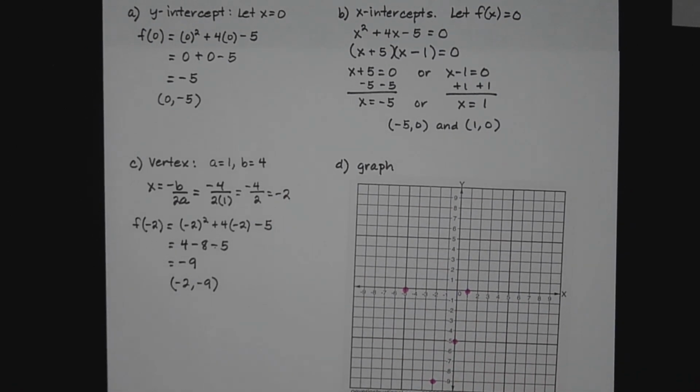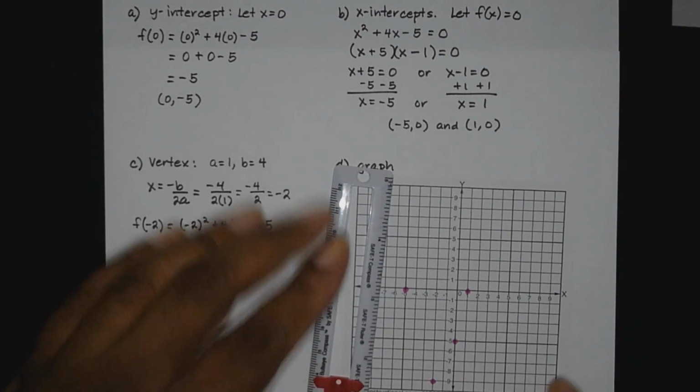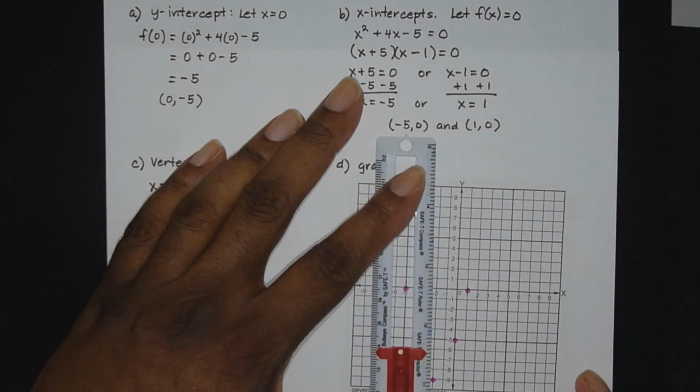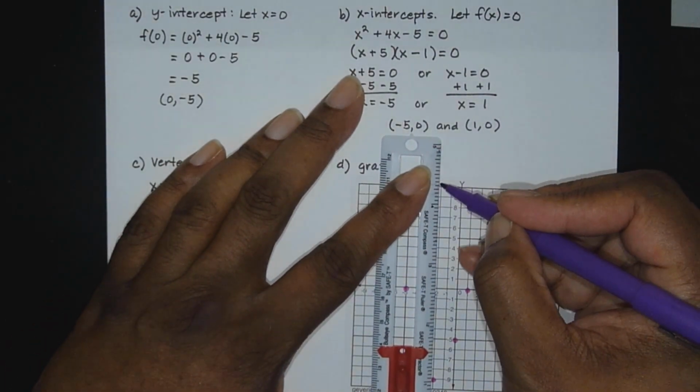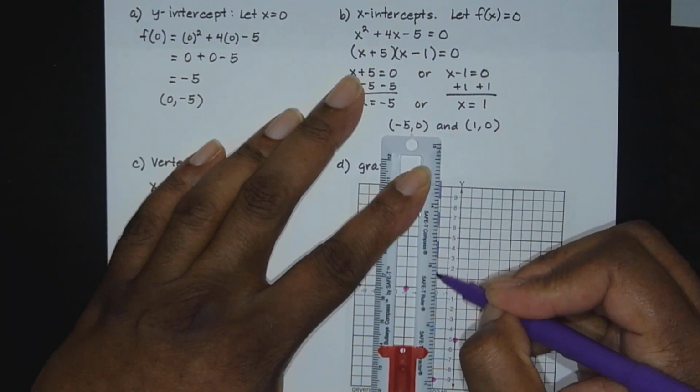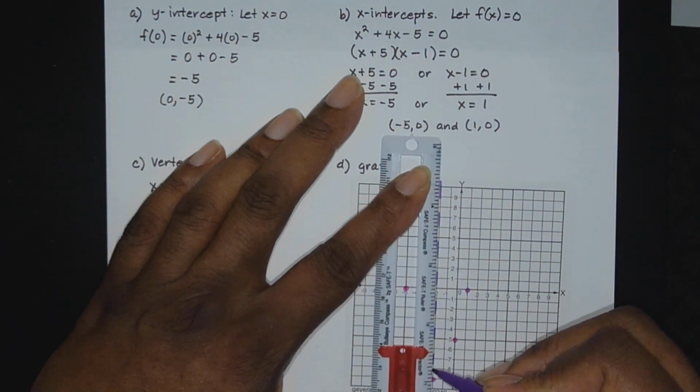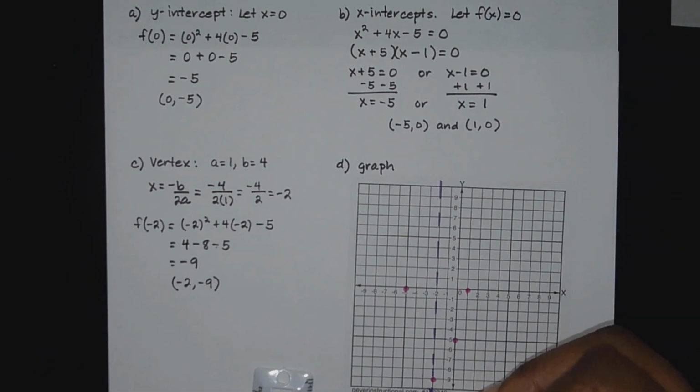Now, the axis of symmetry, if you recall, is going to be that vertical dotted line going through the vertex. And it's going to be at x equals negative 2.